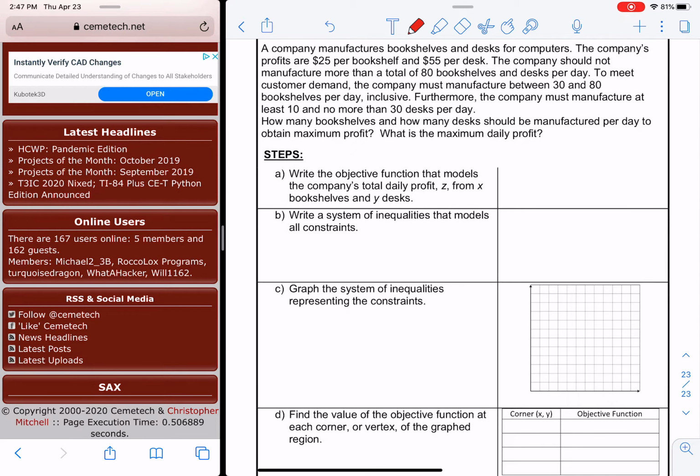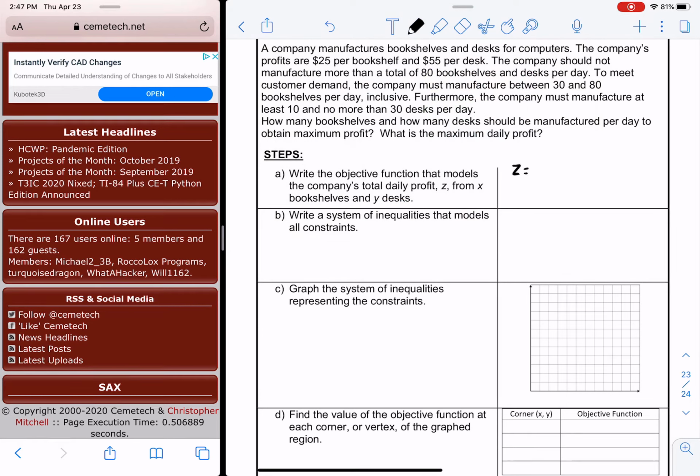So here is the last example on linear programming. A company manufactures bookshelves and desks for computers. The company's profits are $25 per bookshelf and $55 per desk. The company should not, so we're going to get into the constraints. So let's go ahead and write the objective function first.